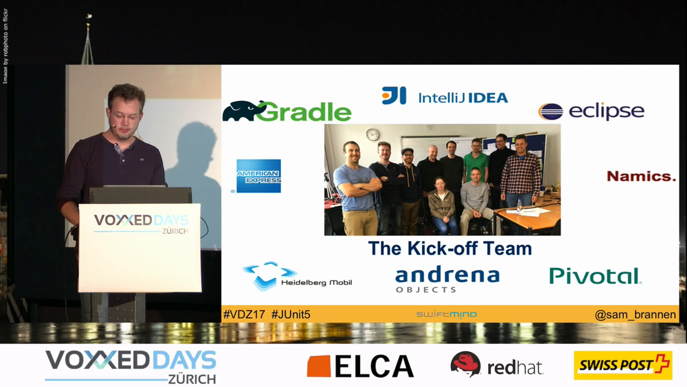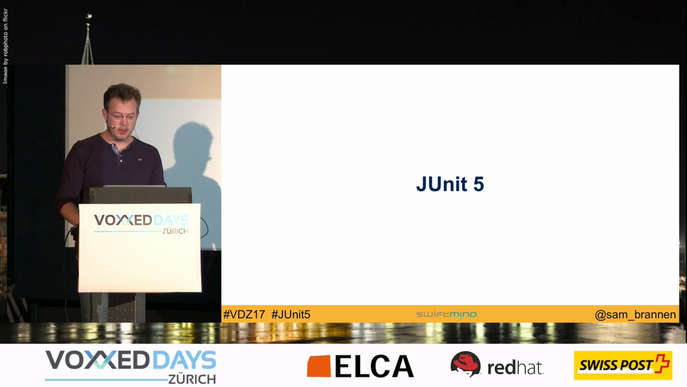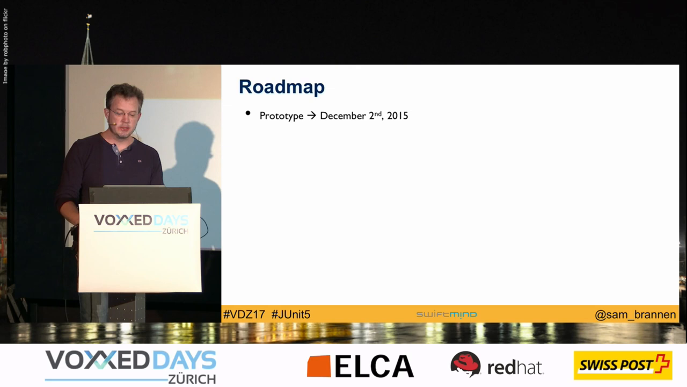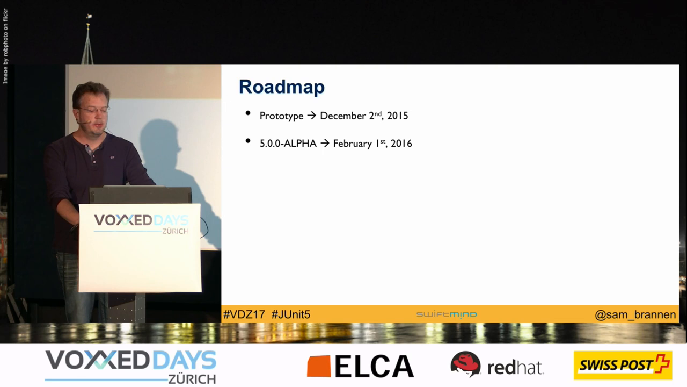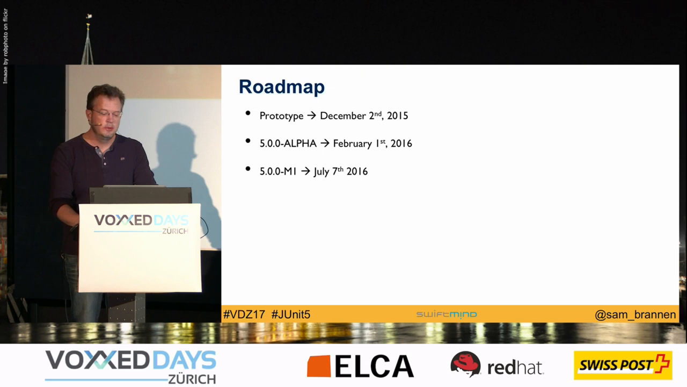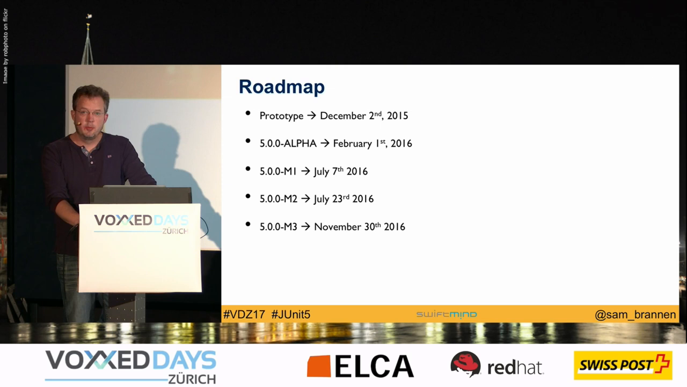So that brings us to JUnit 5 after that kickoff. The roadmap: we developed a prototype from October to December 2015. And then we worked on an alpha, basically rewriting a lot of stuff from our learnings in the prototype, and released that in February 2016. Then we had our first real milestone back in July of last year, followed quickly with some bug fixes with M2. And then we put out M3 last November. We're currently working on M4. That's a couple of weeks to maybe a month away, something like that.